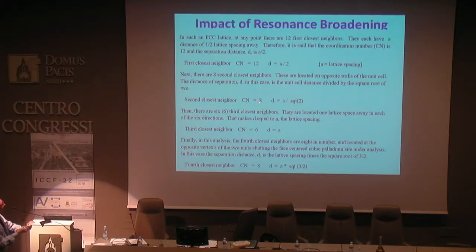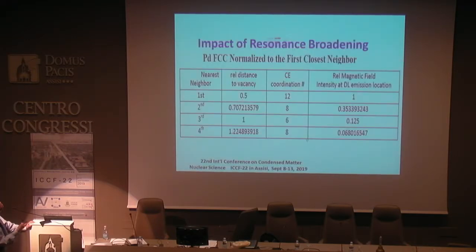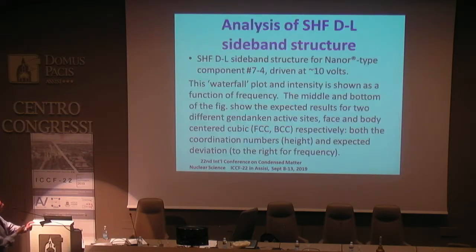Second closest neighbor, there's 8 of them. It's the cell structure over the square root of 2, and so on. And we can go ahead with those. And here we have the numbers. Now, initially, when I did my Gedanken experiment, I thought this was a magnetic field interaction. Peter Hagelstein has assured me it's not. So we're stuck with resonance broadening, but it's still 1 over r cubed. And you'll see there's a terrific match.